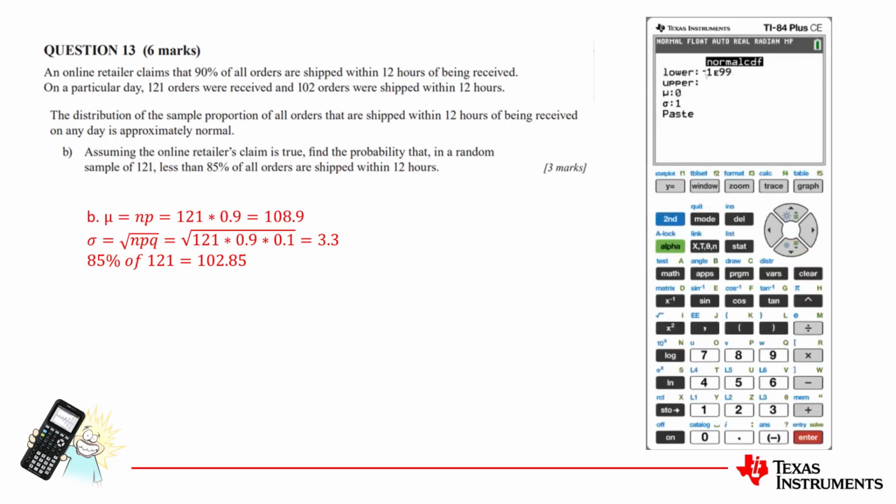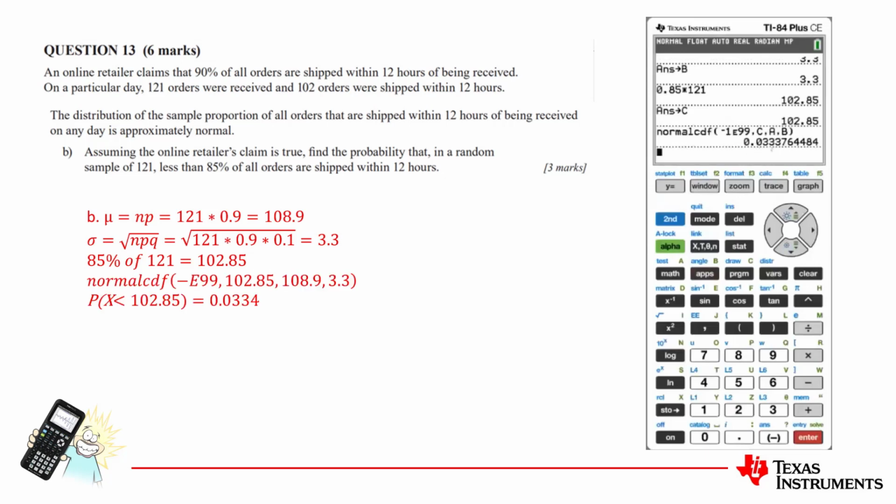So my lower value is going to be negative E99. That's the lowest value the calculator can possibly comprehend. And then my upper value is at 85%, which I put in variable C, so I'm going to type in alpha C in there. The mean I'm going to put in A, and the standard deviation in B. I'm going to paste that in, and there I have 0.0337 being my probability.